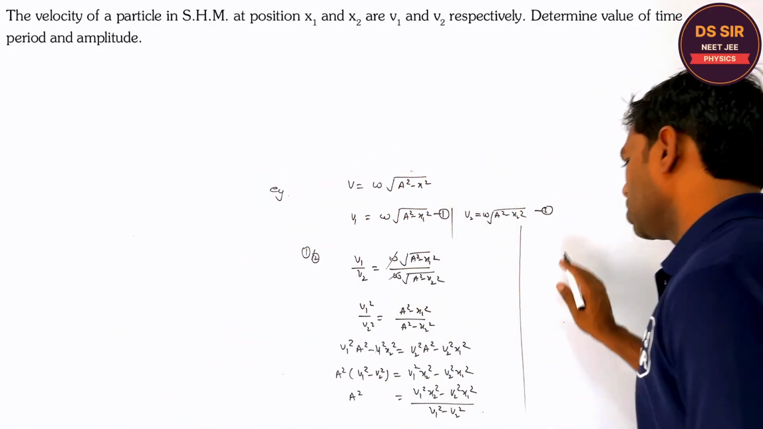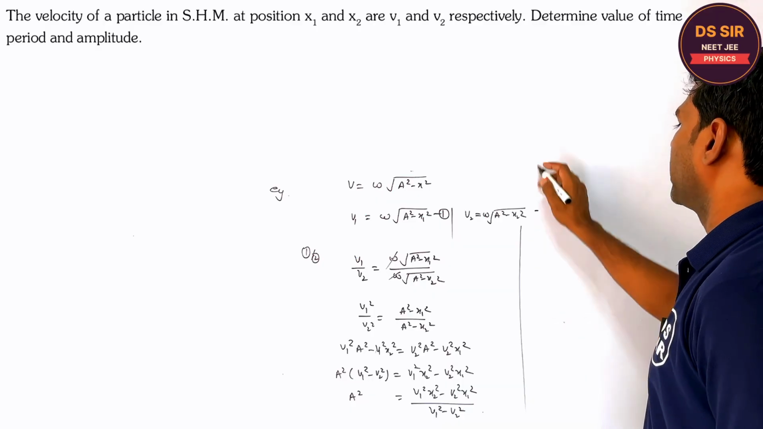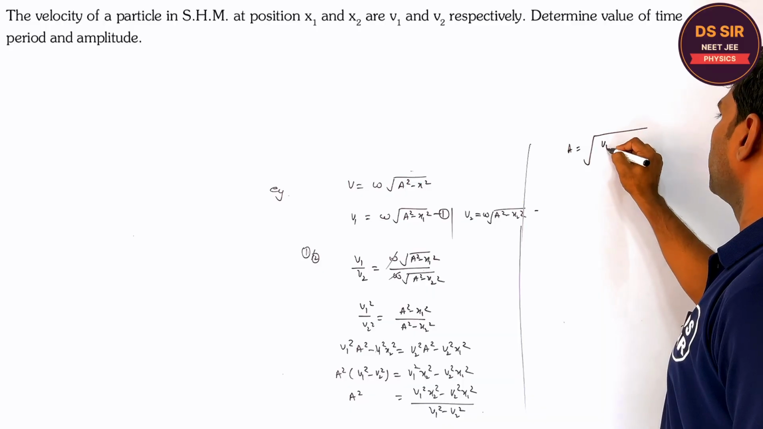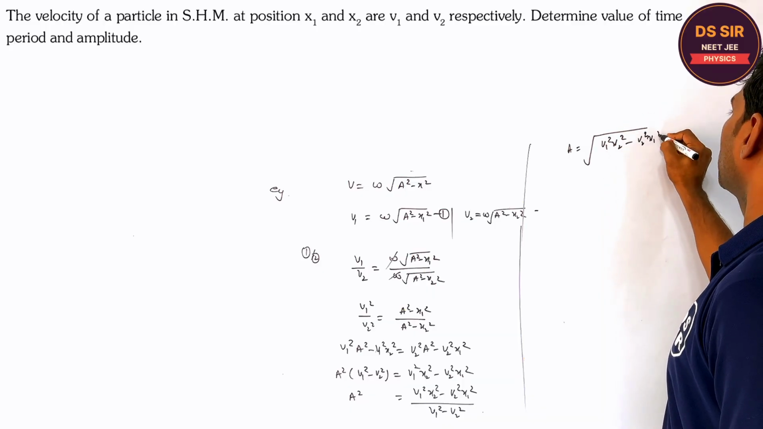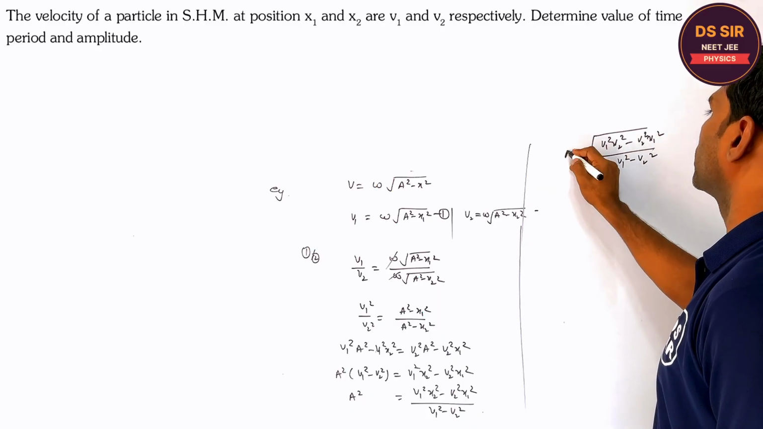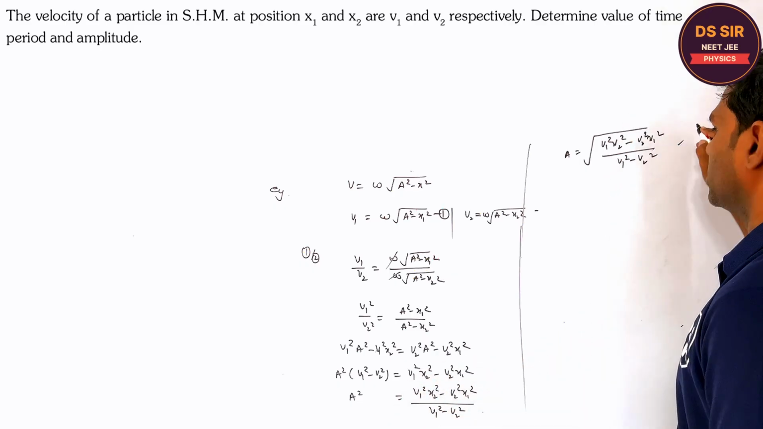All right. So the amplitude is given as, I am writing here, the amplitude is the square root of v1 square x2 square minus v2 square x1 square over v1 square minus v2 square. Is it clear or not, you tell? If this is the amplitude, this is the one thing.